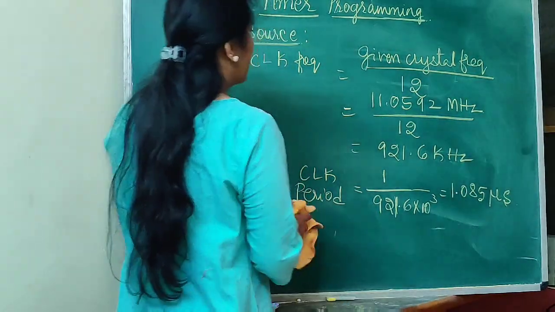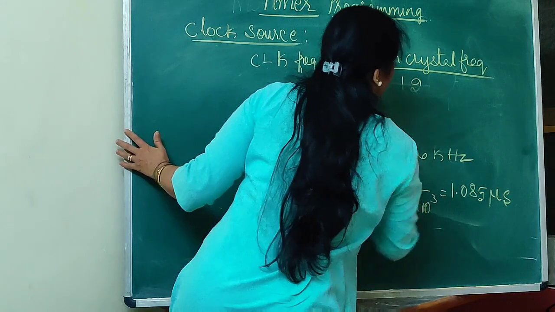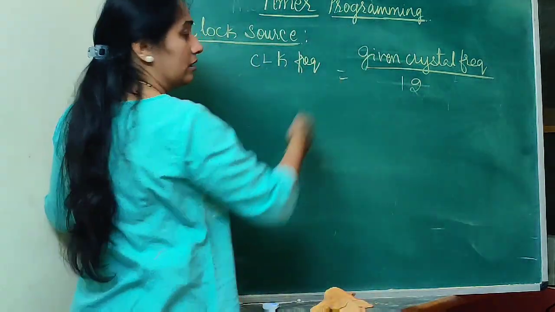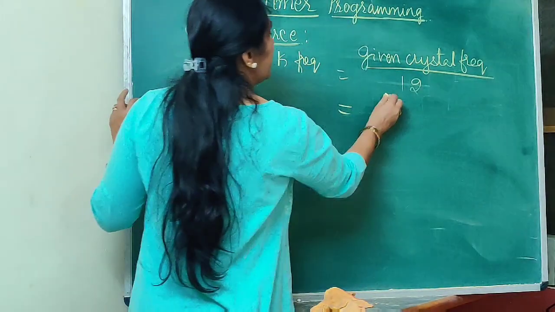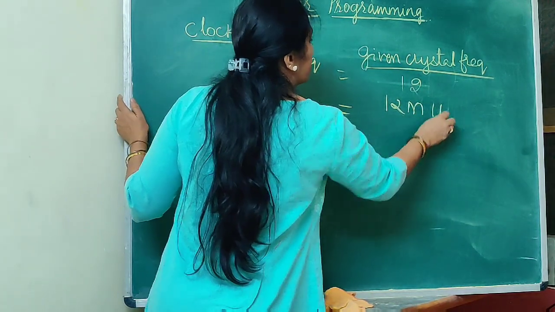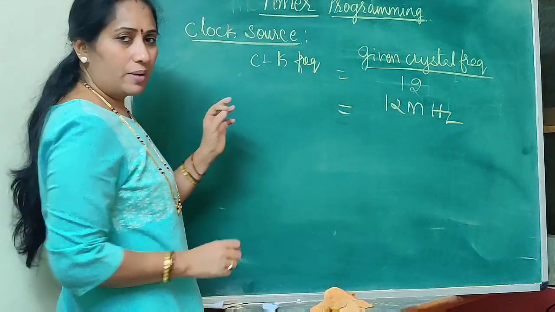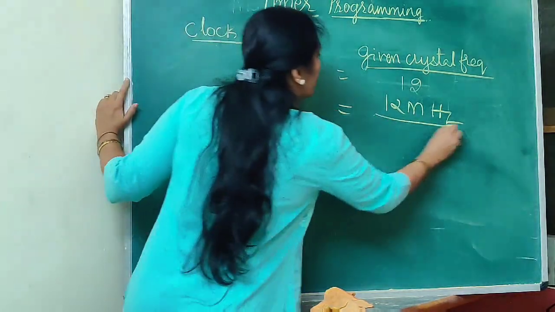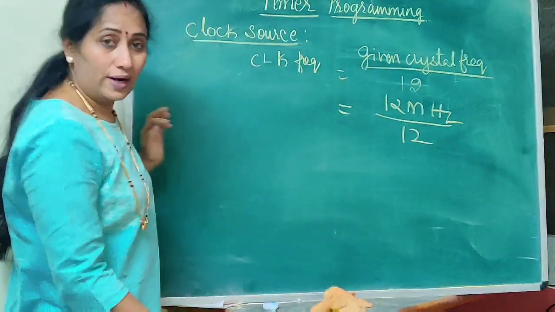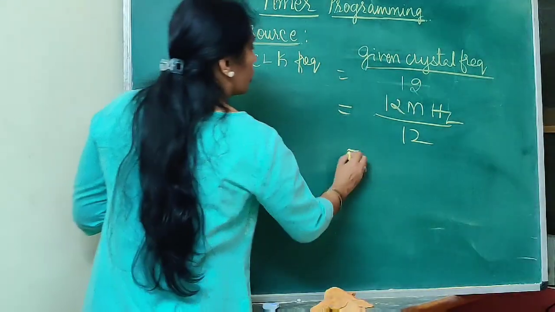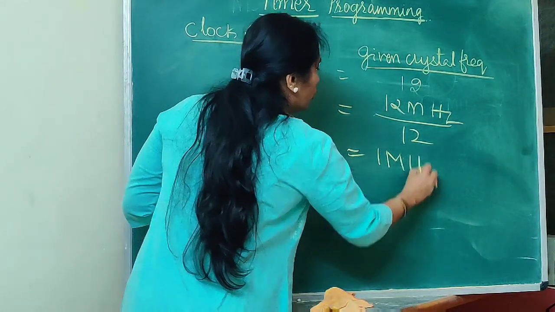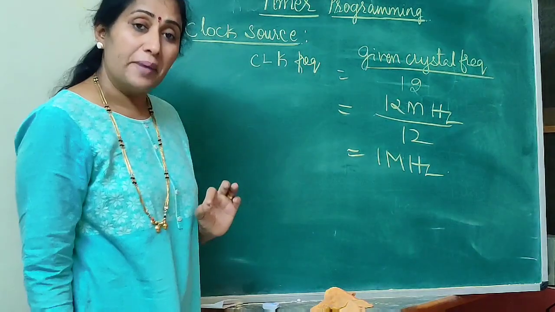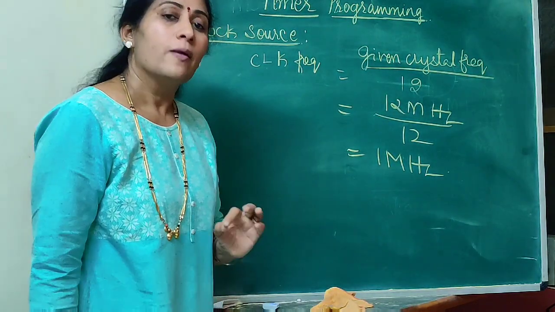Now let me take an example. Suppose the given crystal frequency is equal to 12 megahertz. You have to calculate the clock frequency, which means the crystal frequency should be divided by 12. So what I'm going to get, the frequency will be equal to 1 megahertz.